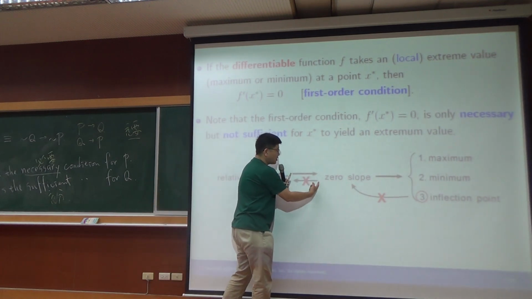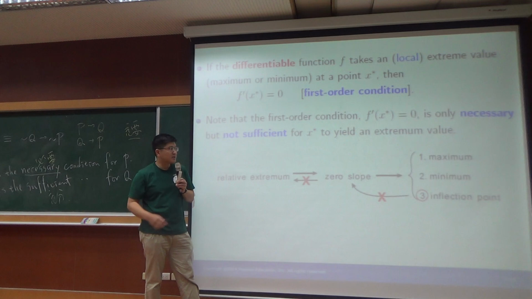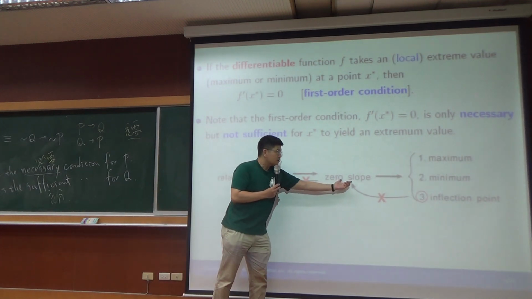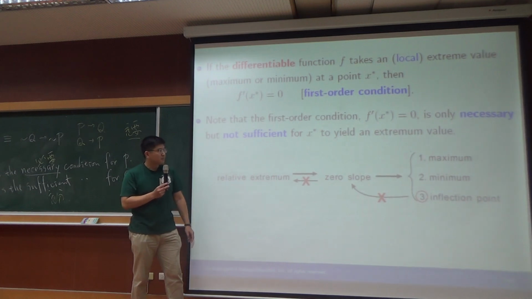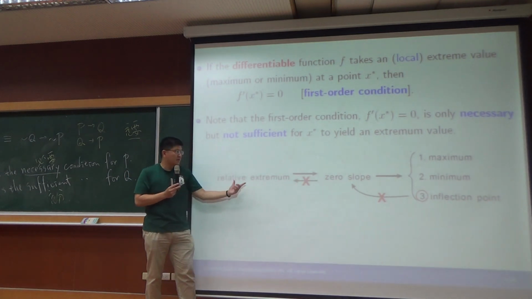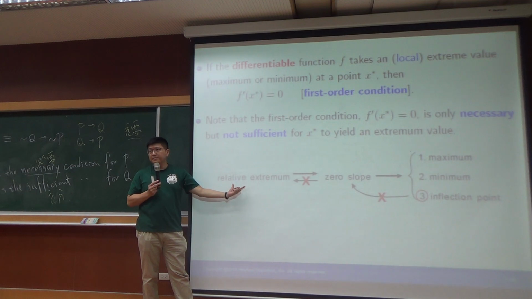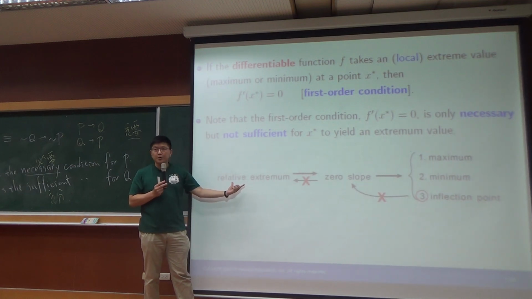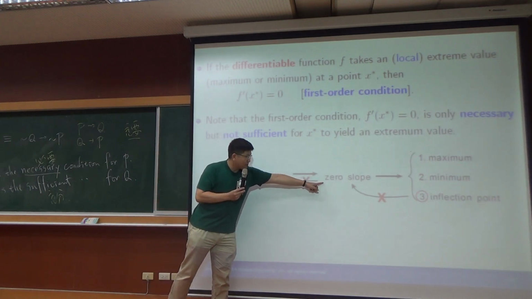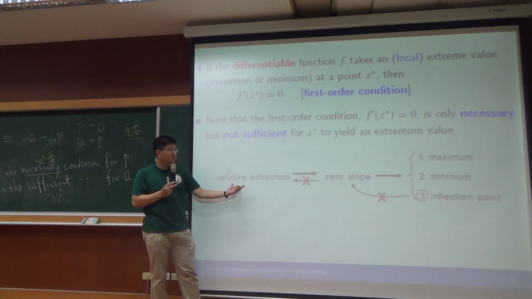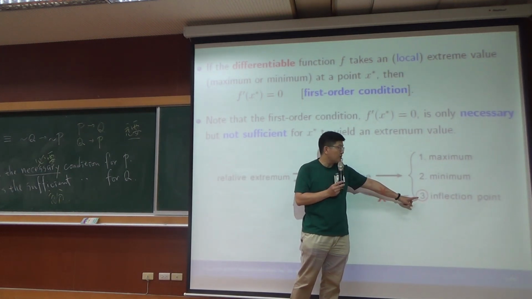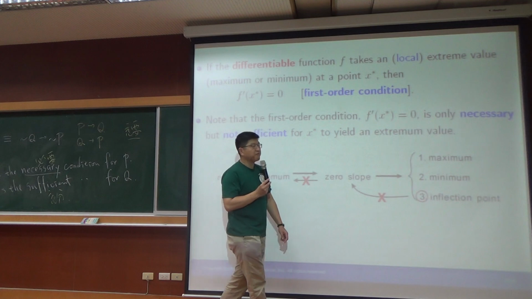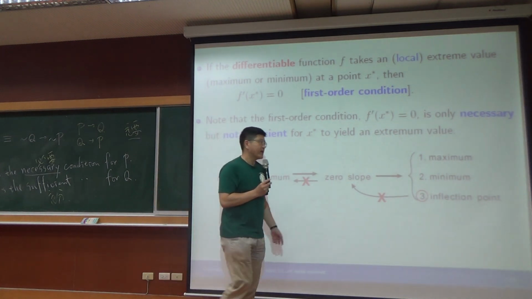And so we can have this conclusion: a zero slope doesn't guarantee a relative extreme. You cannot be assured that a zero slope corresponds to a relative extreme, because of the possibility of the existence of inflection points, right?